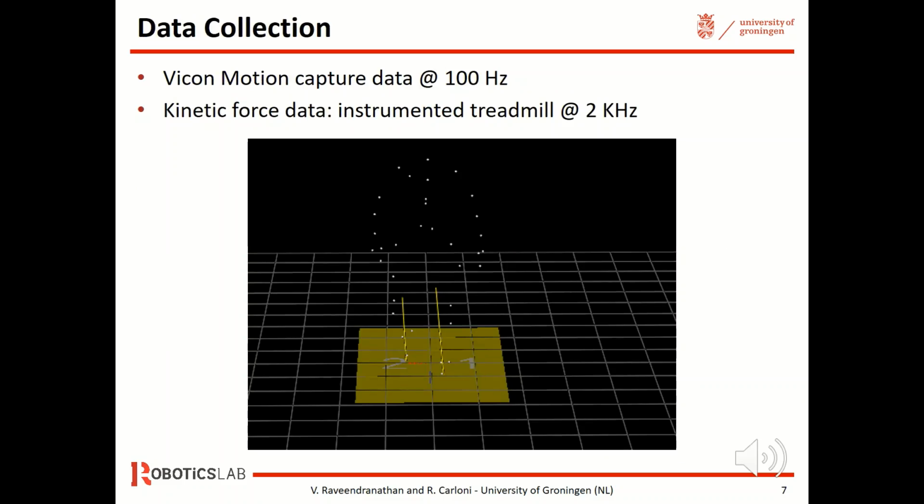The kinematic data collection followed the guidelines of the Vicon lower extremity gait plugin marker protocol for healthy subjects, using motion capture cameras at 100 frames per second. The kinetic information was collected using an instrumented treadmill at a rate of 2 kilohertz. The subject walked at a speed of 4 km per hour on the treadmill.